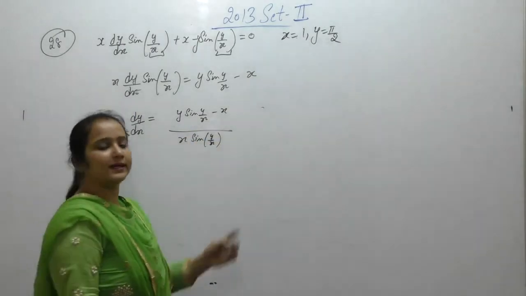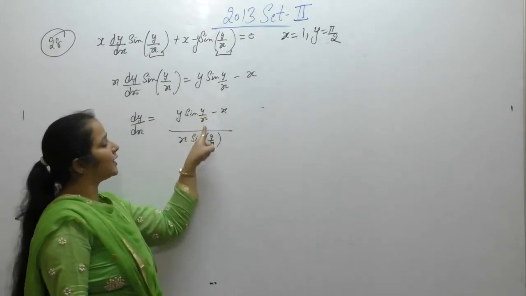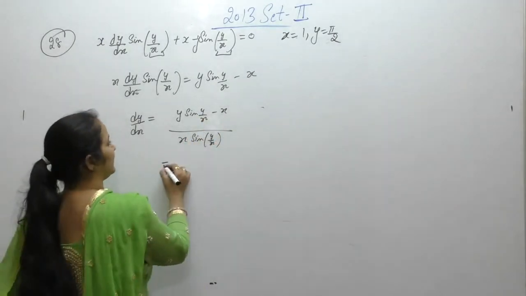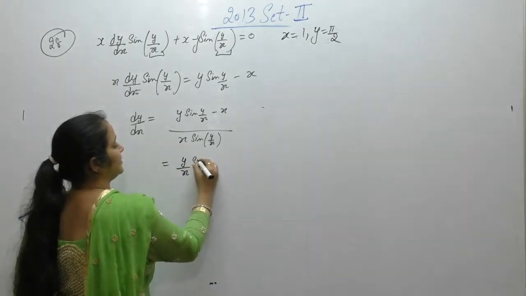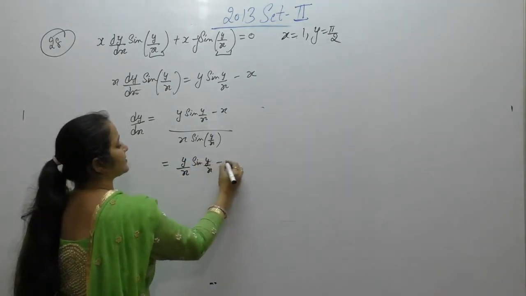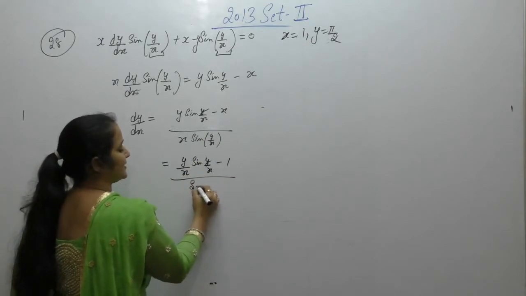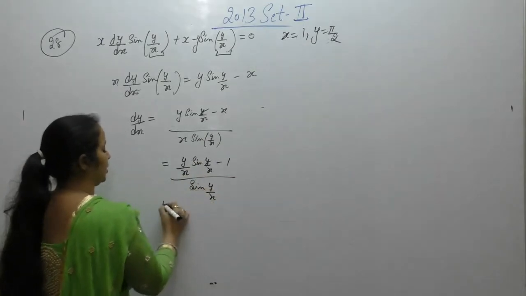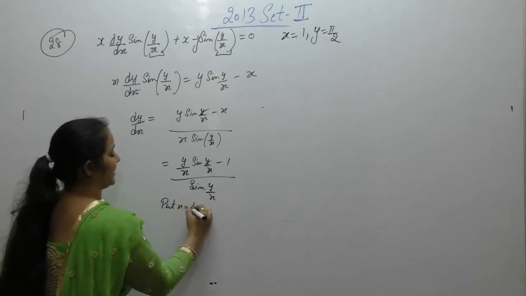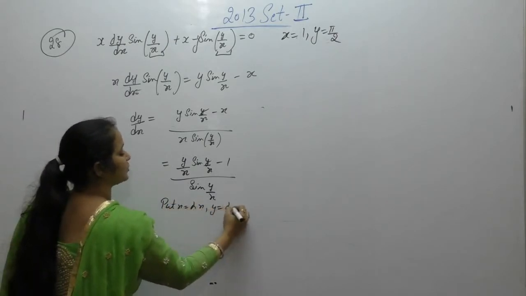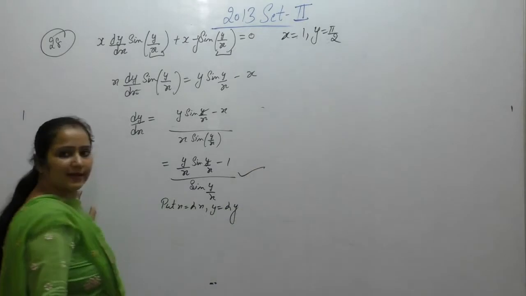Now in the numerator and denominator we want the term of y upon x, so divide by x. Y upon x sine y upon x minus 1 upon x upon x cancels, sine y upon x. Now if we put x as lambda x and y as lambda y, then the equation will remain the same.